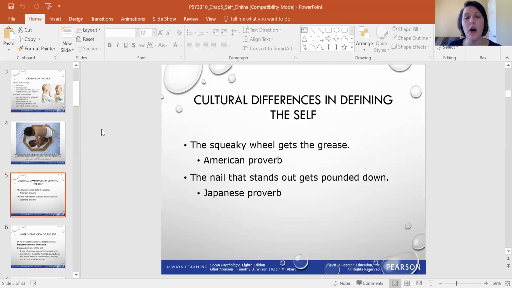So there are two proverbs here. One is an American proverb and one is a Japanese proverb, and they actually mean completely opposite things. The American proverb, the squeaky wheel gets the grease, means that if you are annoying enough and loud enough and you complain about something, somebody's going to do something to quiet you. So they'll appease you, right? If you order something at a restaurant and it's not exactly what you want, and you said no tomatoes and there's tomatoes on it, the idea is if you say, hey, can you please remove the tomatoes, then somebody's going to say, okay, we'll go ahead and appease you.